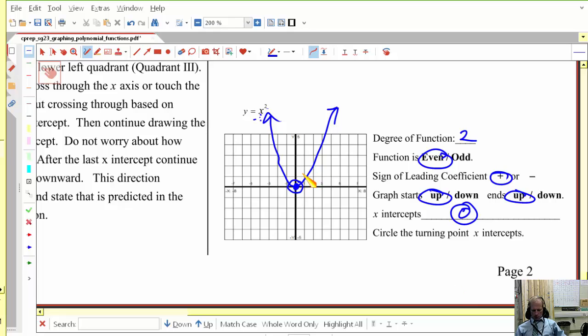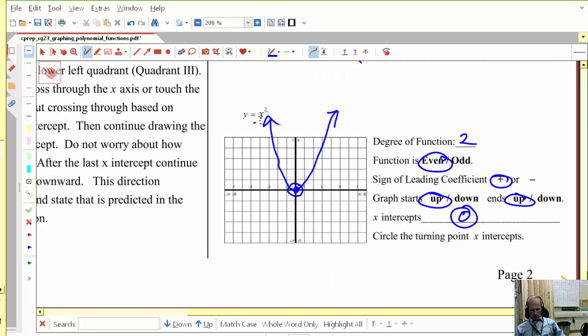All right. By the way, this is just a regular old parabola, but a parabola is a polynomial function. And so you can graph it using the same technique that you use to graph polynomial functions. Okay, I hope this was helpful.